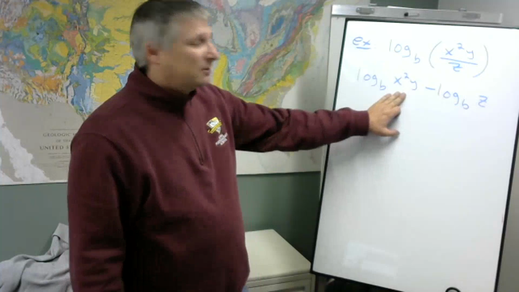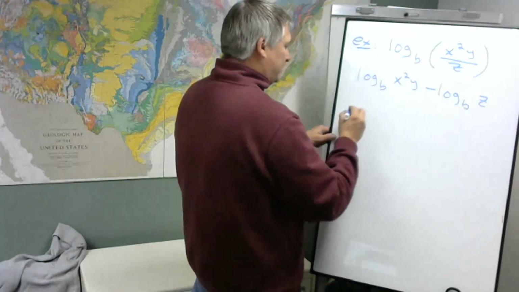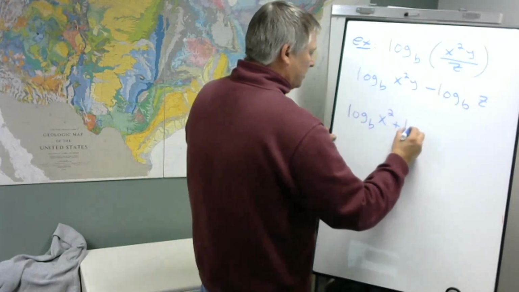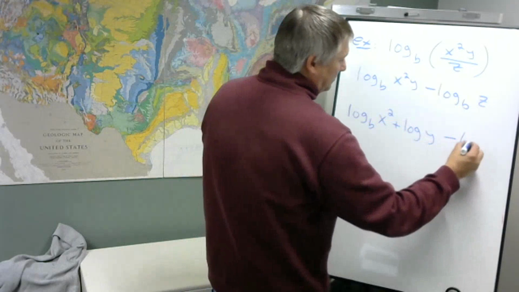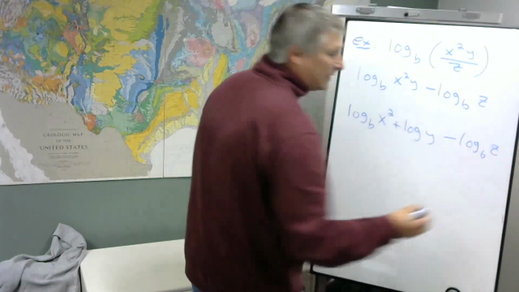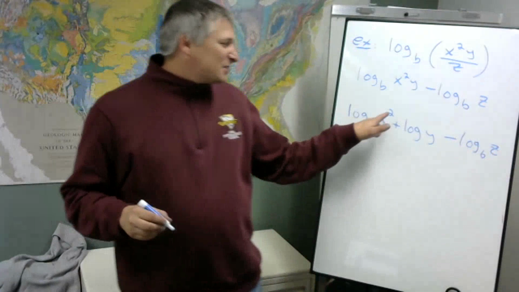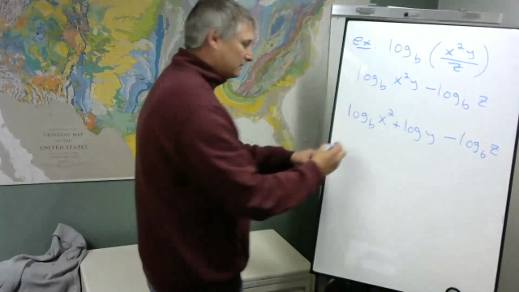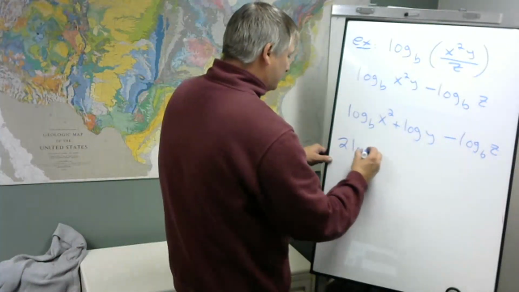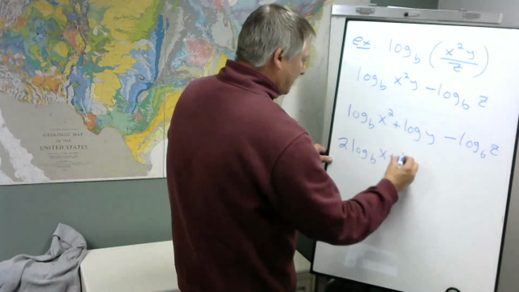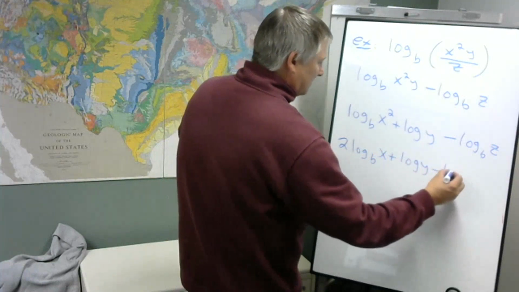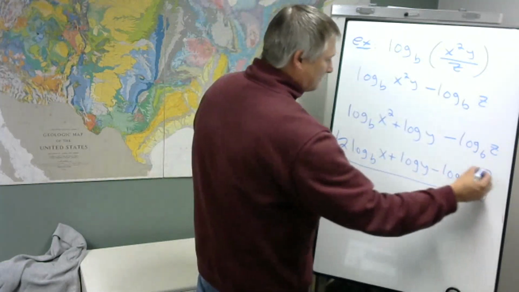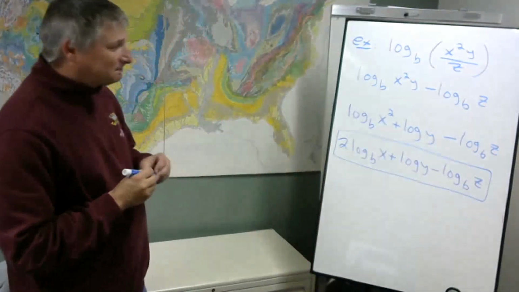But this is a product. So this will break down to log base b of x squared plus log base b of y, and then we still have this over here. And this has an exponent, and we have a property that says the exponent hops down in front of the log. So we have 2 log base b of x, and we still have the rest of it, minus log base b of z. And there we go.